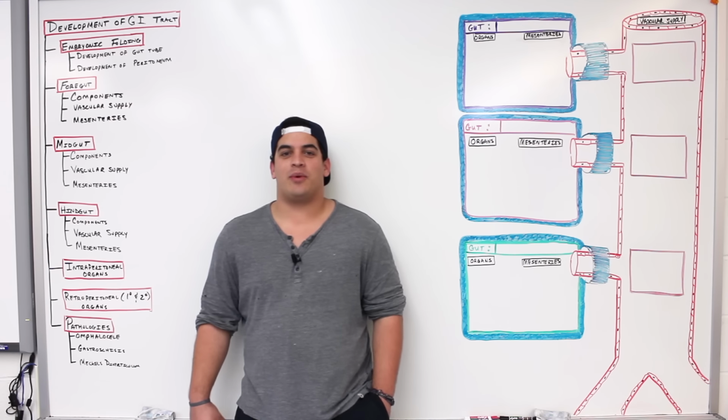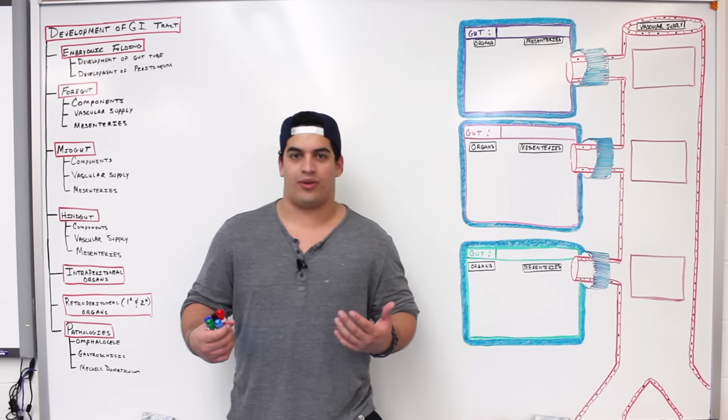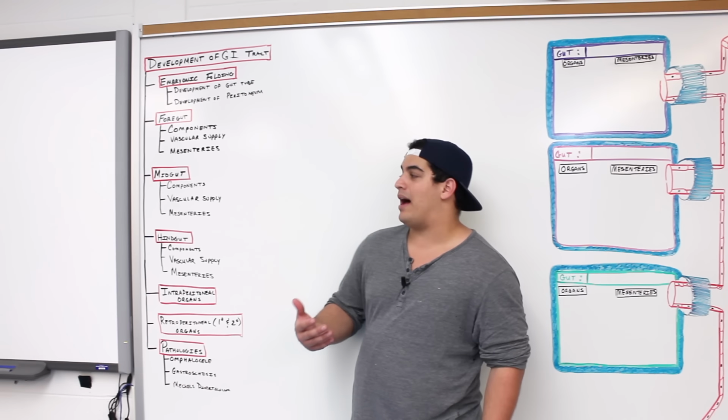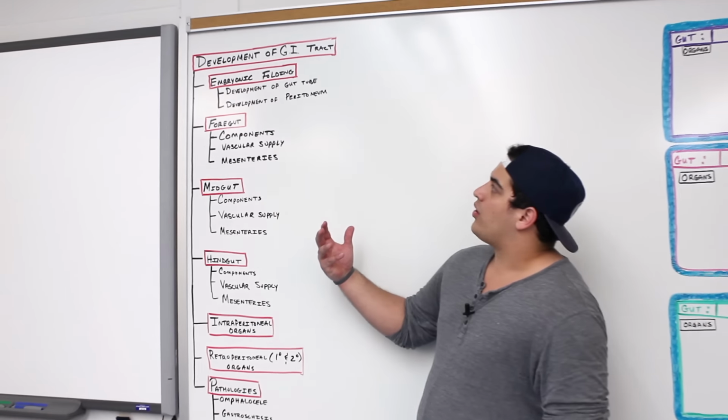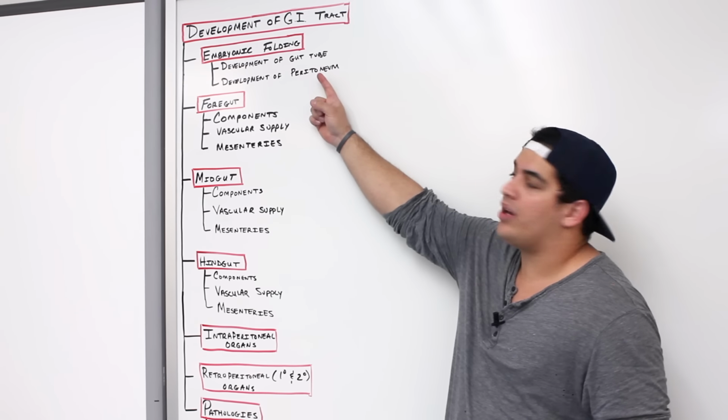All right, Ninja Nerds, in this video we're going to talk about the development of the gastrointestinal tract as well as some of the peritoneal coverings and cavity. So we have a decent outline. We got a lot to talk about in this video. So the first thing that I want to talk about before we even get into this actual GI tract stuff is I want to talk about the embryonic folding.